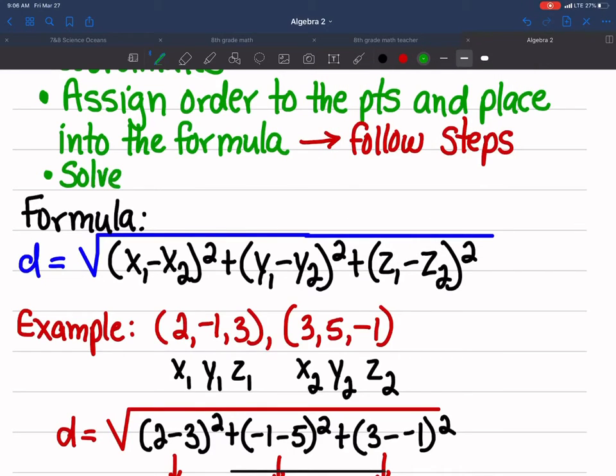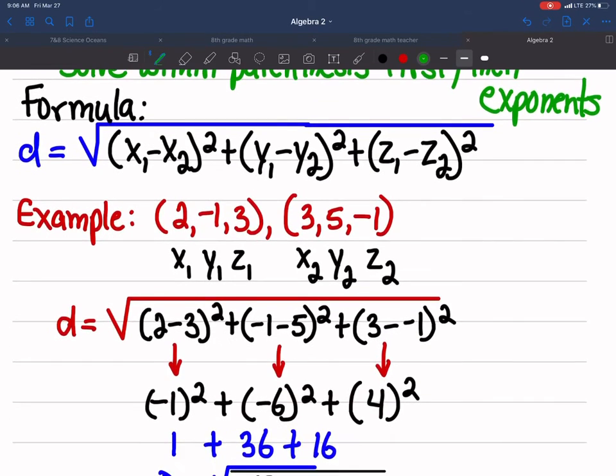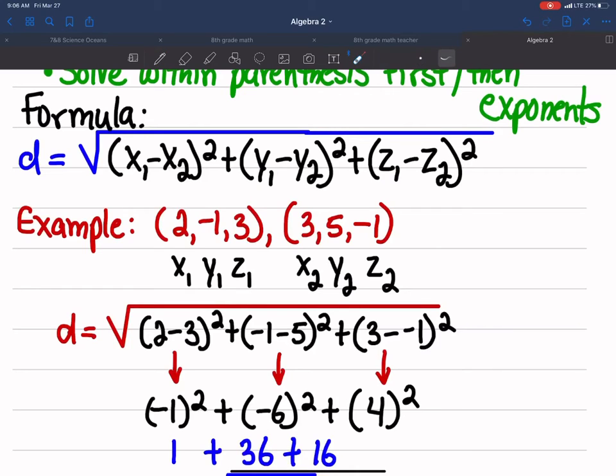Solve within parentheses first. Okay, solve within the parentheses first, and after that, then we're going to do the exponents. All right, good. So those are the next two steps. All right, so let's solve this within the parentheses first.